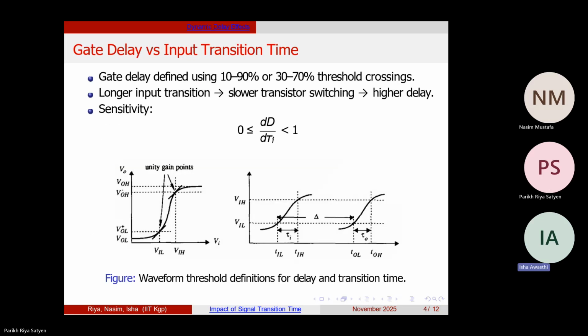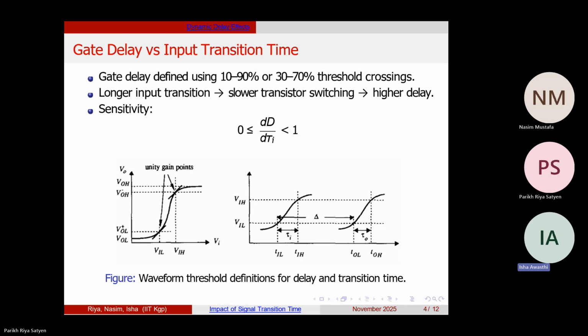On this slide, we focus on how gate delay changes with input transition time. Gate delay is measured between predefined voltage thresholds such as 10 to 90% or 30 to 70% points. When the input switches slowly, the transition inside the gate takes longer to turn on or off, which increases the propagation delay.